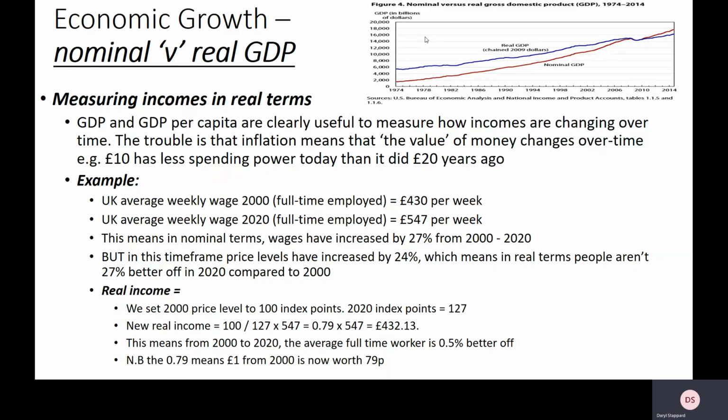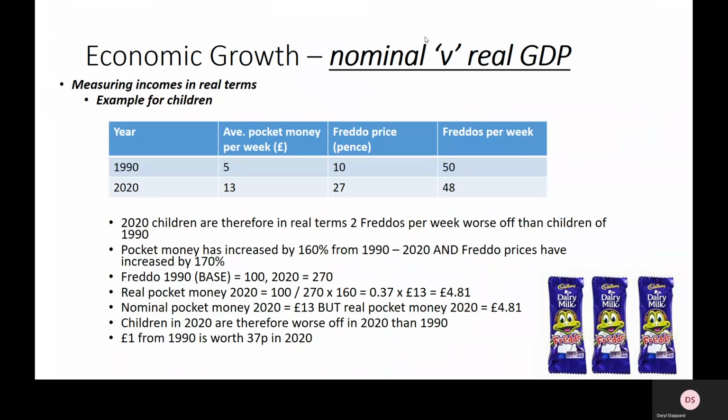Now you've got here another way of thinking about this. Another way of comparing nominal against real GDP, and we can do it with Freddo chocolate bars. Let's imagine the average pocket money in nominal terms was £5 in the year 1990. In 2020, it's increased to £13. So in nominal terms, kids in 2020 are £8 better off than kids were in 1990.